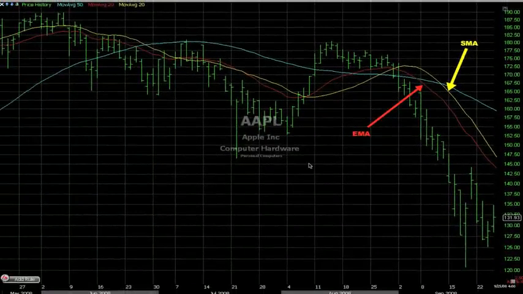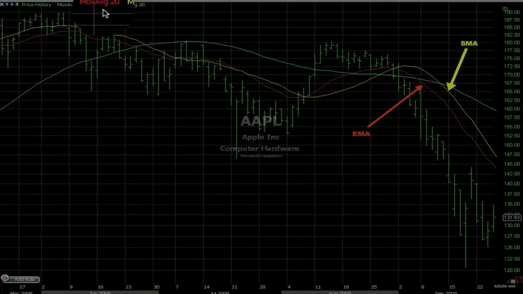The length is something you have to backtest and forward test yourself, because you might be trading a different instrument or a different time frame than me. I've chosen a 50 moving average and 20 moving average because these are used a lot in the industry.